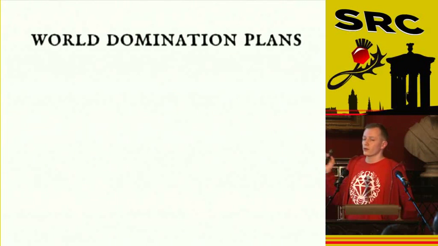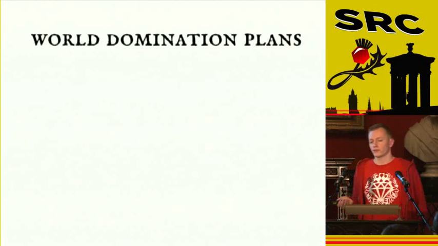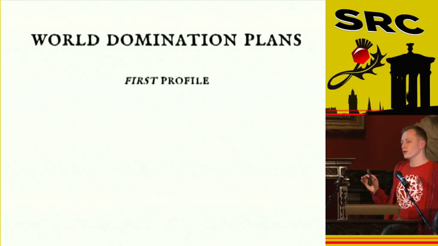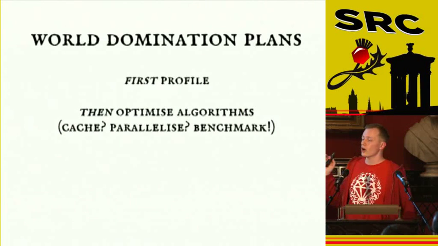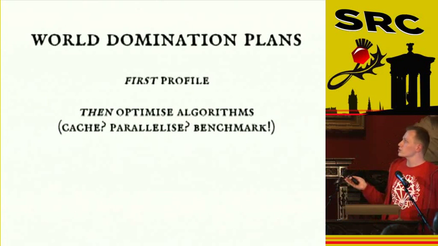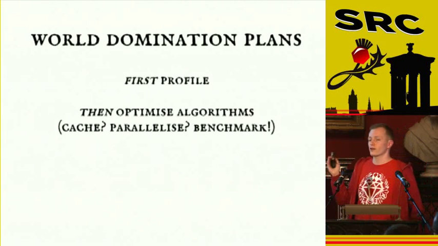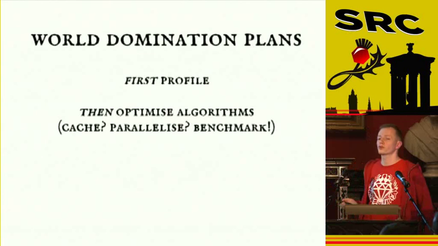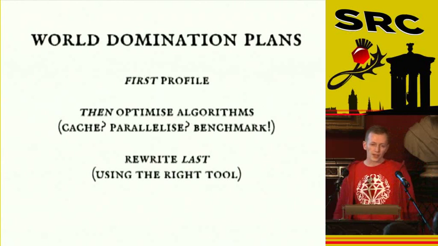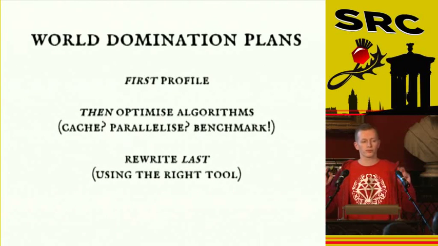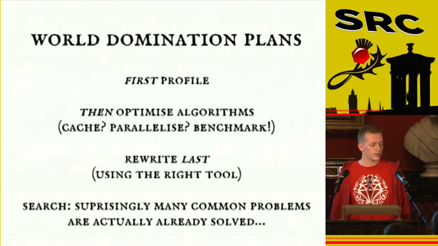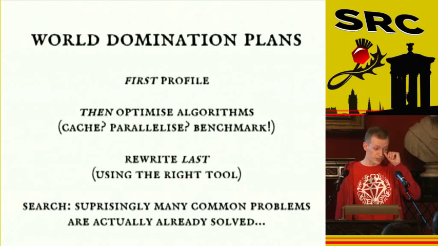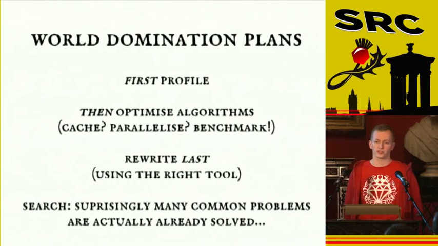So what should be your world domination plans after this talk? First, profile, always know what your bottleneck is. Then optimize the algorithm. Cache, parallelize if you need to, if you can. Benchmark to find the fastest approach to solving your problem. Rewrite in a faster language as the last resort, and actually do search sometimes, because surprisingly many common problems are actually already solved.